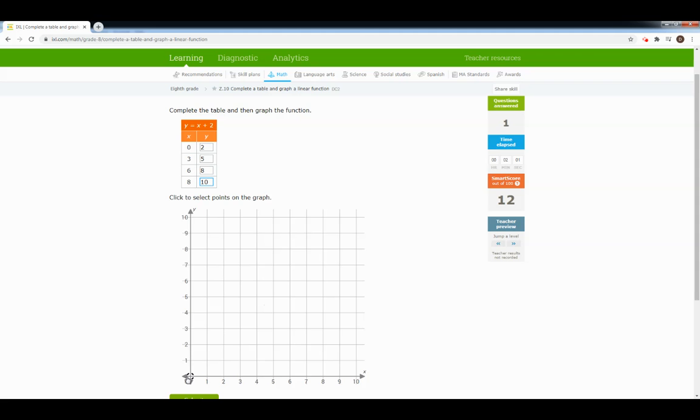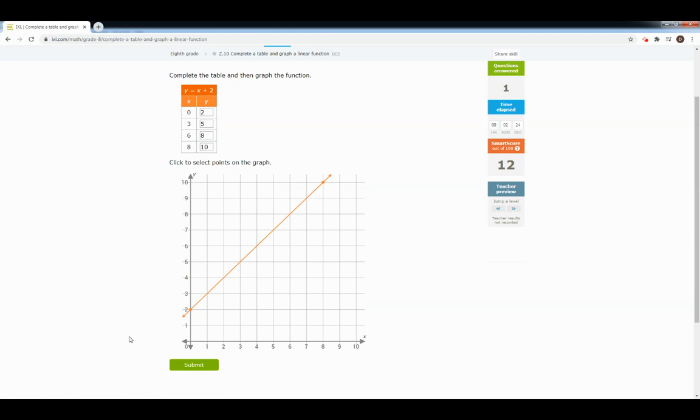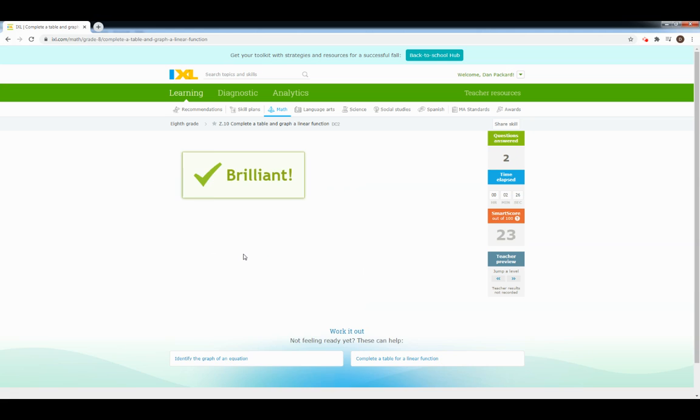You plot 0, 2. Remember it's 0, and then you go up to 2. This over here is 2 comma 0. So it's left or right first. You don't go left or right, and you go up 2. 3 comma 5, there's 3 comma 5. And again, just to show you, if you wanted to plot 8 comma 10, you could also do that as well, just so you guys can see that it will take that.